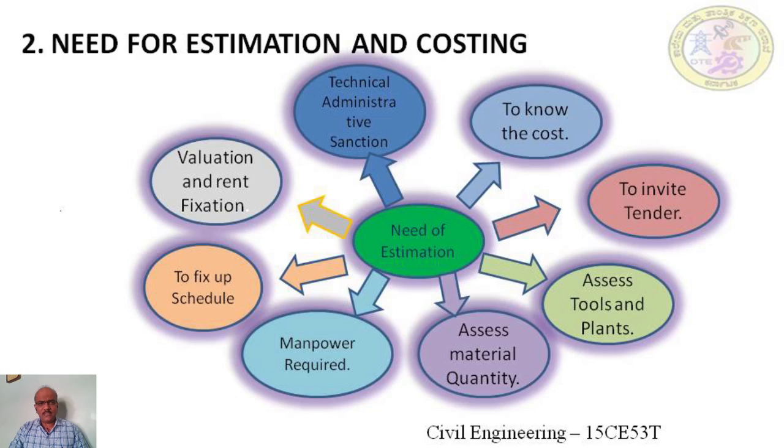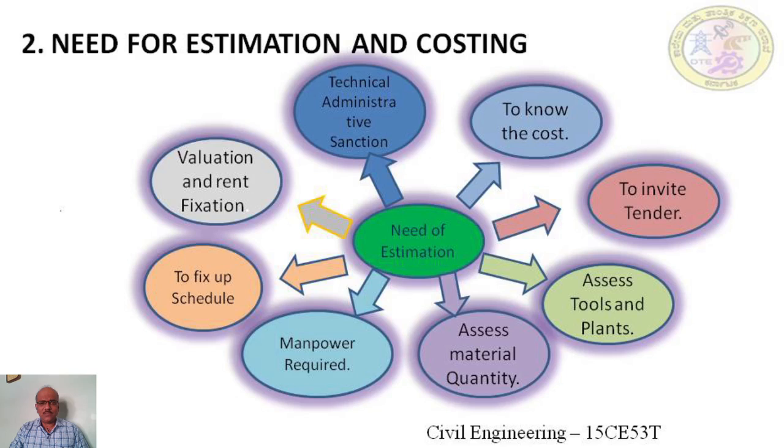Then what is the need for estimation, or what is the purpose of estimation? The purpose of estimation is to know the cost of construction so that the finance or the fund can be arranged for the construction project. The second one is to invite the tender. The estimation is needed because we have to give the bill of quantities to the contractor to quote their rates.